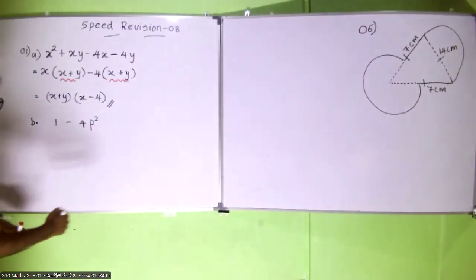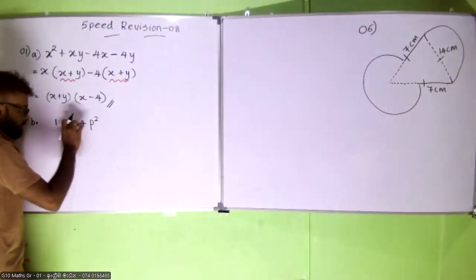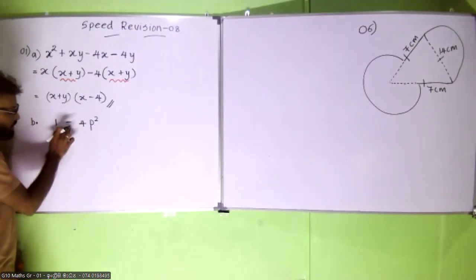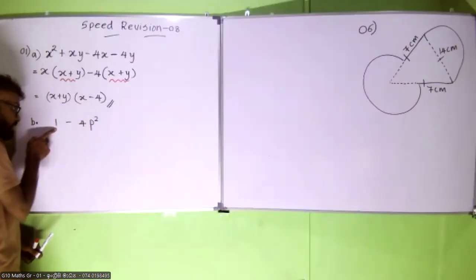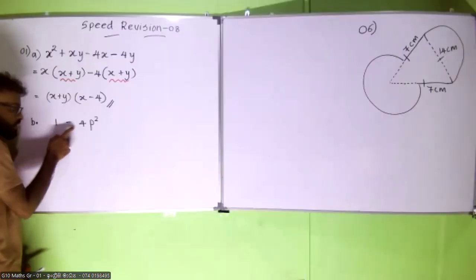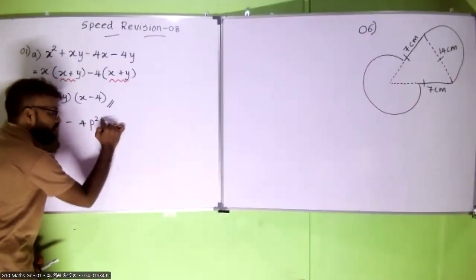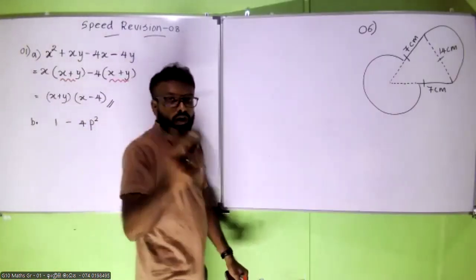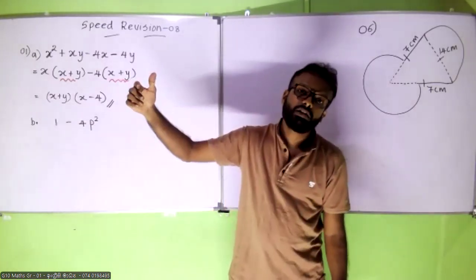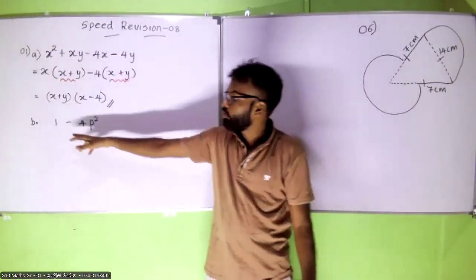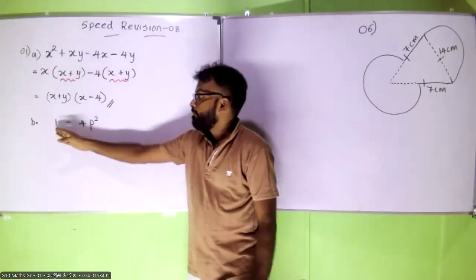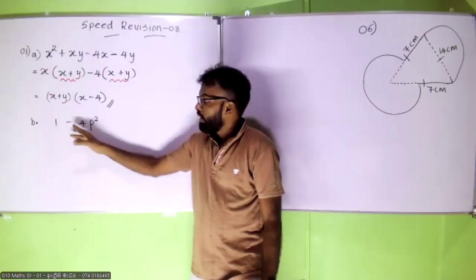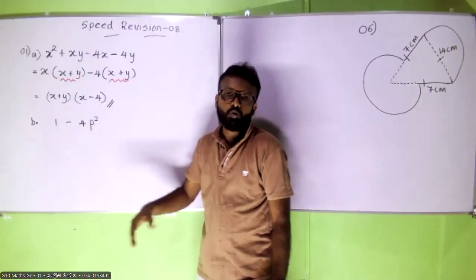Okay. So 1 minus 4 p to the power 2. There is a minus sign. Once you see this p squared, you need to remember 4 can be written down as a square, and also 1 can be written down as a square. So 1 to the power 2 minus 2 to the power 2 p to the power 2. Done.